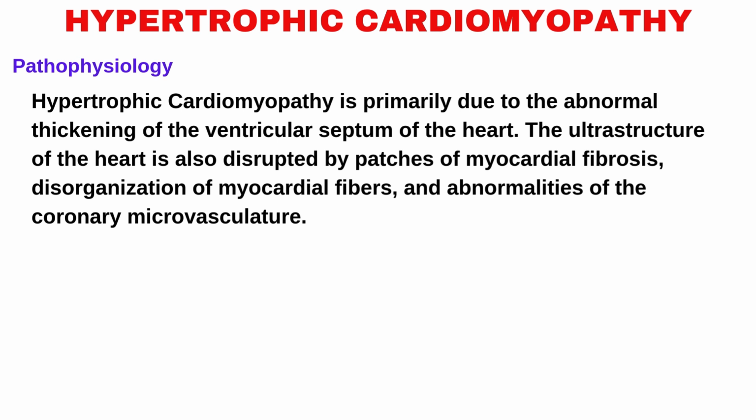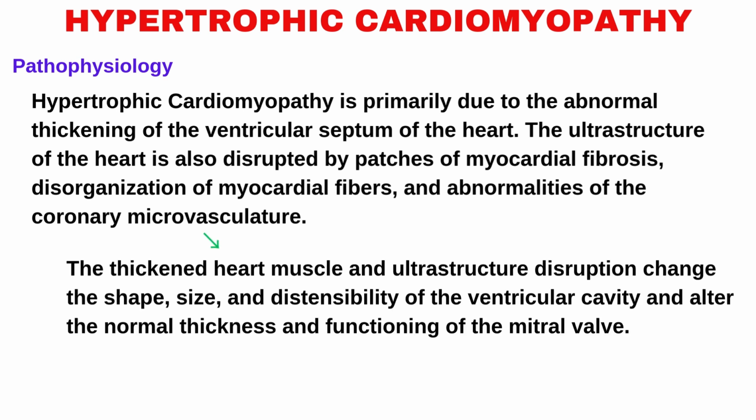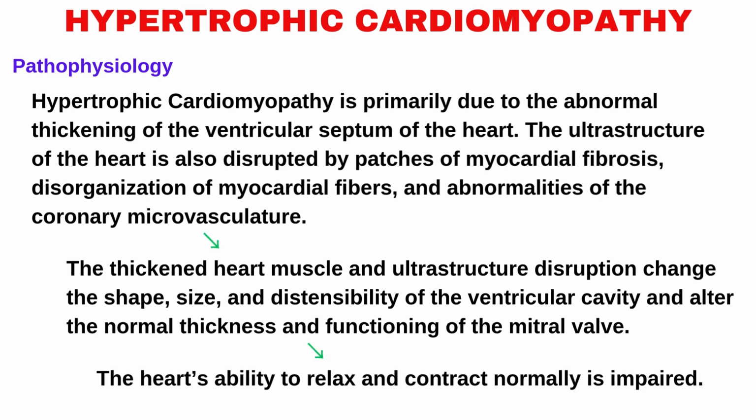The ultrastructure of the heart is also disrupted by patches of myocardial fibrosis, disorganization of myocardial fibers, and abnormalities of the coronary microvasculature. The thickened heart muscle and ultrastructure disruption change the shape, size, and distensibility of the ventricular cavity and alter the normal thickness and functioning of the mitral valve. As a result, the heart's ability to relax and contract normally is impaired.